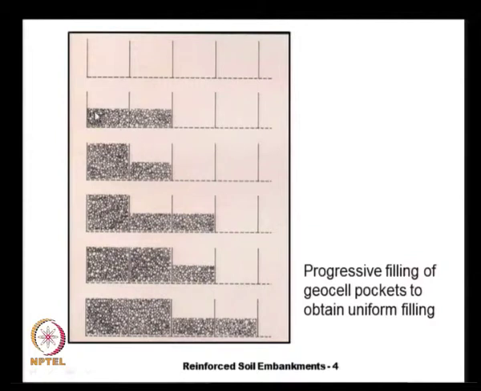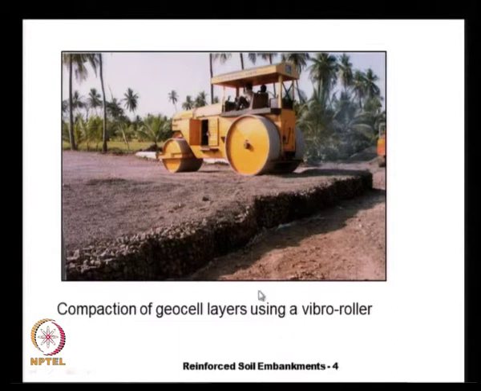The suggested procedure is like this. We fill the aggregate only to some small height, and once we fill one pocket, we fill the neighboring pockets to the same height, and then we can increase the height of the aggregate in the first pocket, and then increase the height in the next pocket, and then fill the subsequent neighboring pocket, and so on. And after all the geocell matrices are filled with aggregate, we can use normal vibro rollers to compact the entire layer, so that we get a good compact fill.